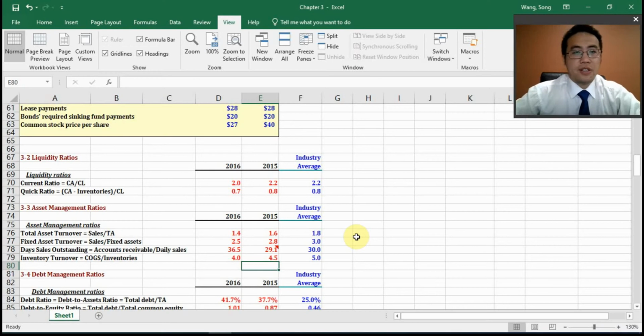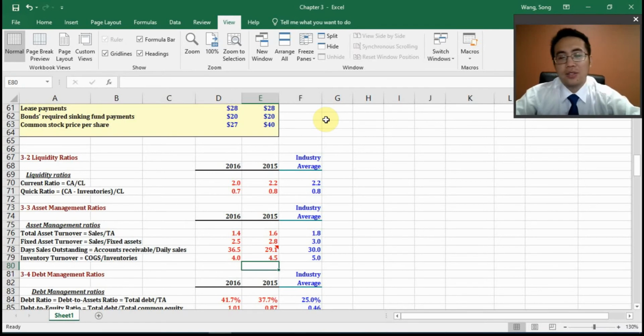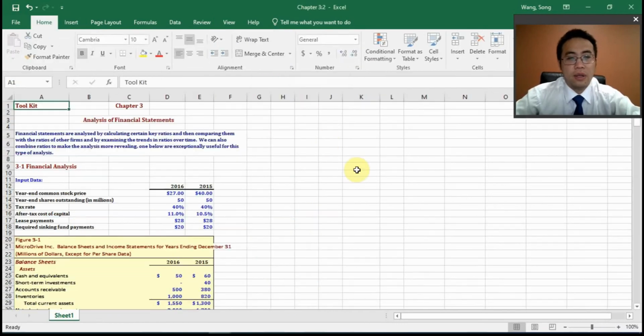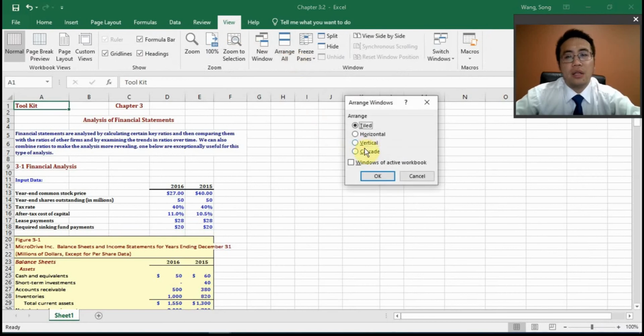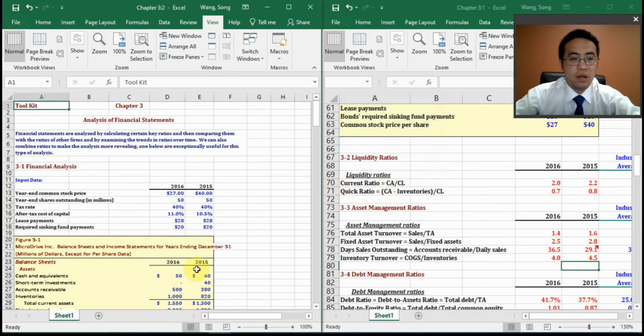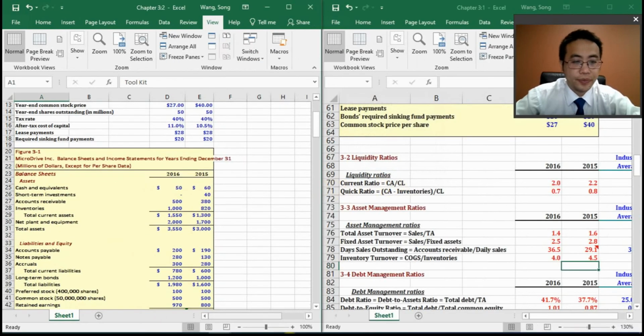From the previous exercise in Excel Chapter 2, we learned this technique. By creating a new window, we can work on the same file with two windows, one for the working window and another for the reference window. I hope you guys still remember that. So first, create a new window, and then hit View again, arrange all vertical. So this is how we see them.